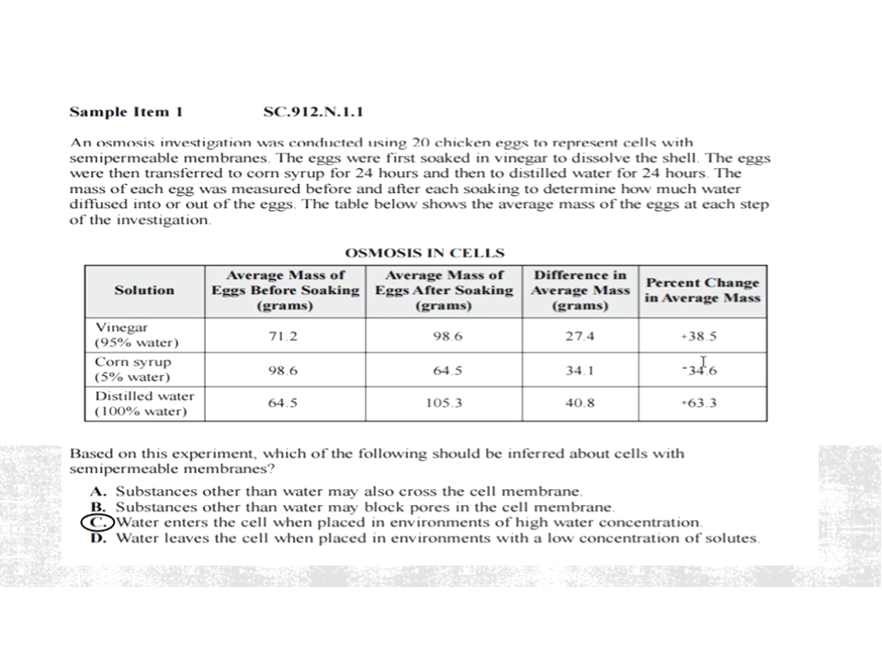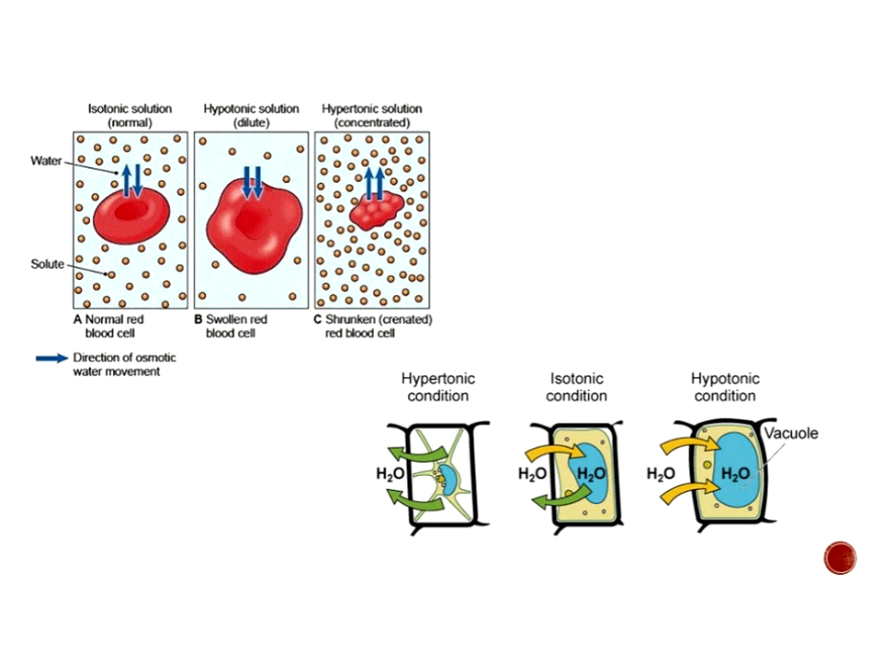So in order for the water to leave the cell, the mass would have had to decrease. And there's not enough information here to tell us to be able to answer A or B. There's not enough information to say one way or the other that substances other than water may cross the cell membrane. And then B, the same thing, if something might block the pores. There's not enough information in this data that was provided to be able to come to those two conclusions. So we can automatically mark those out.